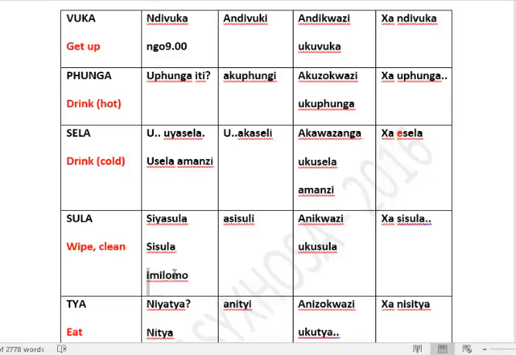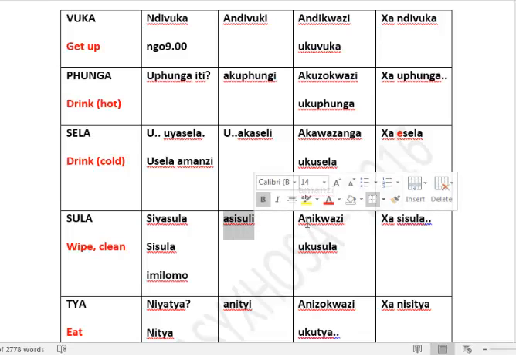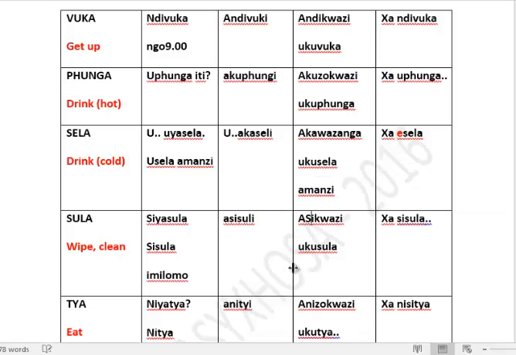We've just used the example of imilomo, our mouths. Asisuli, asikwazi uku, we are unable to. Xa sisula, when we wipe or clean.